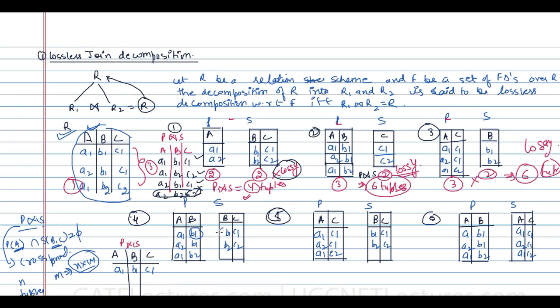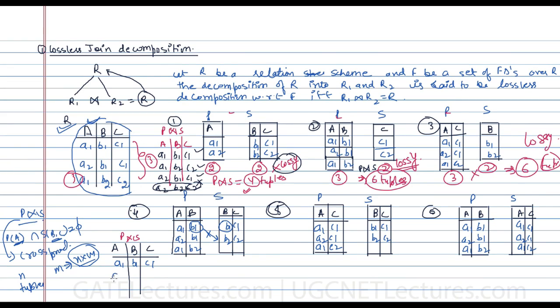Why? Because this B1 and this B1 are common. Here it will not be combined because B1 is not equal to B2. Next we are going to get A2, B1, C1. Next we are going to get A1, B2, C2. So that is A1, B1, C1, A2, B1, C1, A1, B2, C2. Okay, so if you compare with the original values, this is present in the original, this is present in the original, this is present in the original. Therefore this decomposition is lossless because we are getting the actual table, that is relation R.